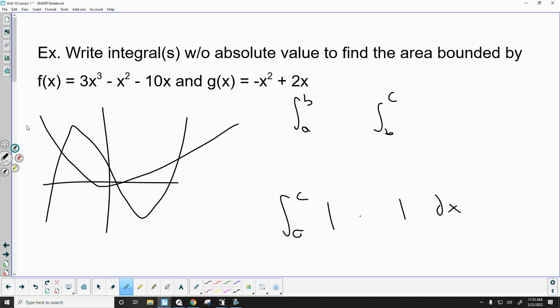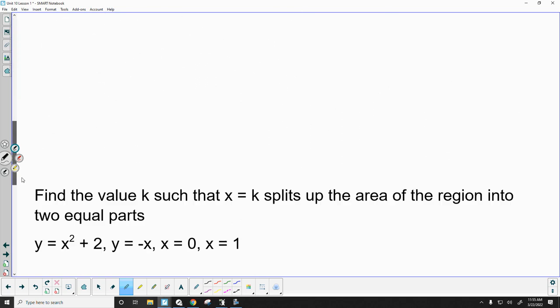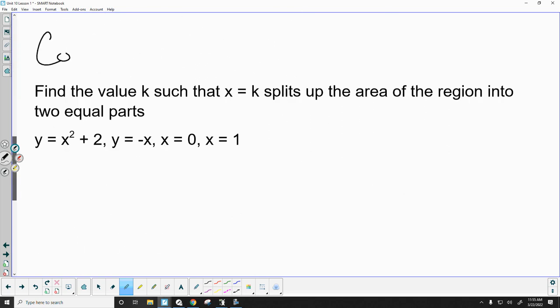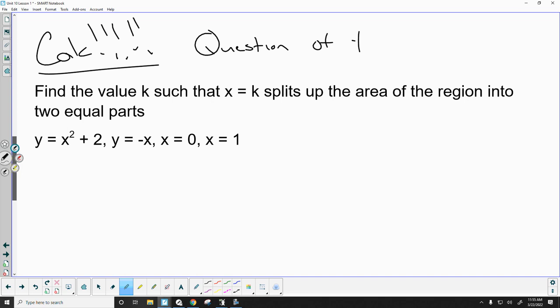Can't be that bad because I'm going to let you use a calculator. But this is the question of the day. You're allowed to use your calculator. Great. It involves everything that we've learned so far in the second semester. It's actually the same region that we talked about.